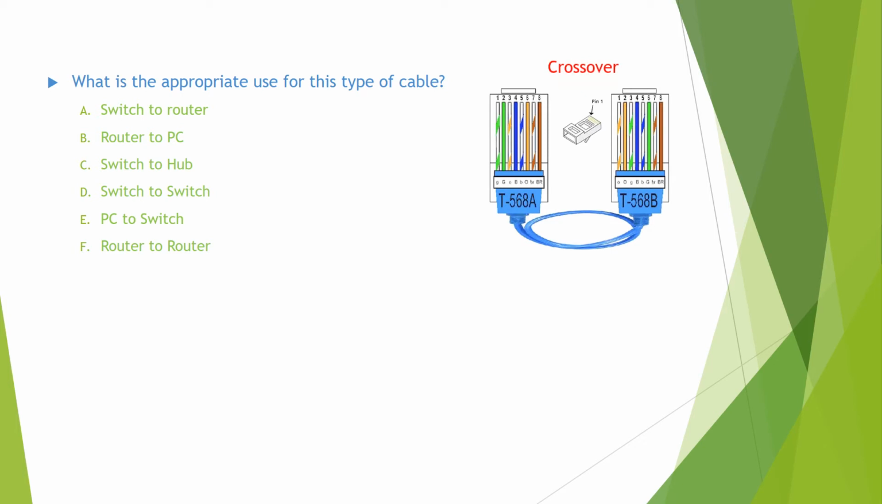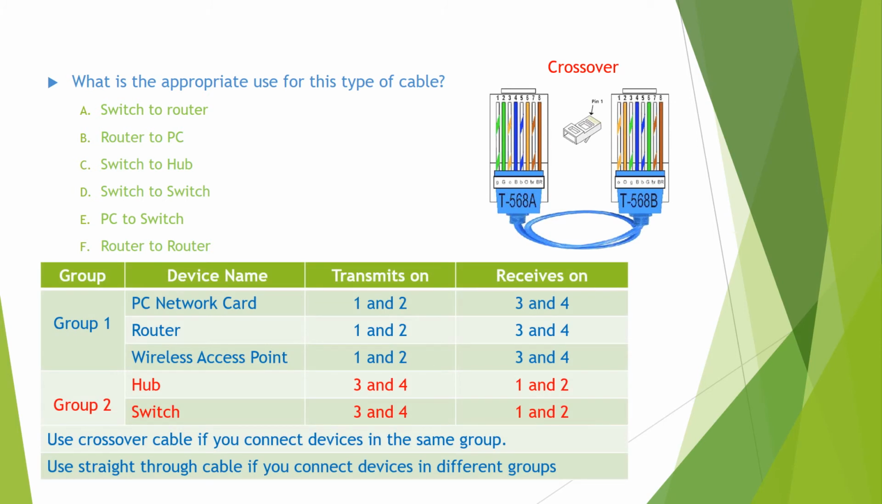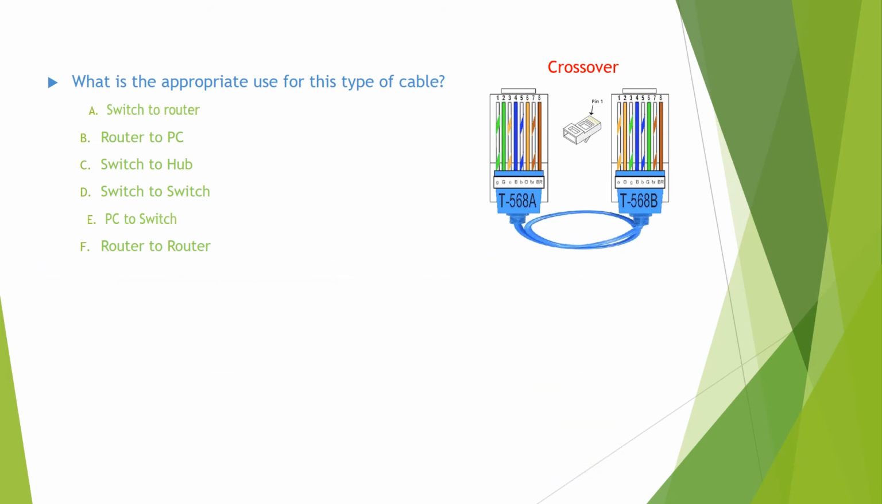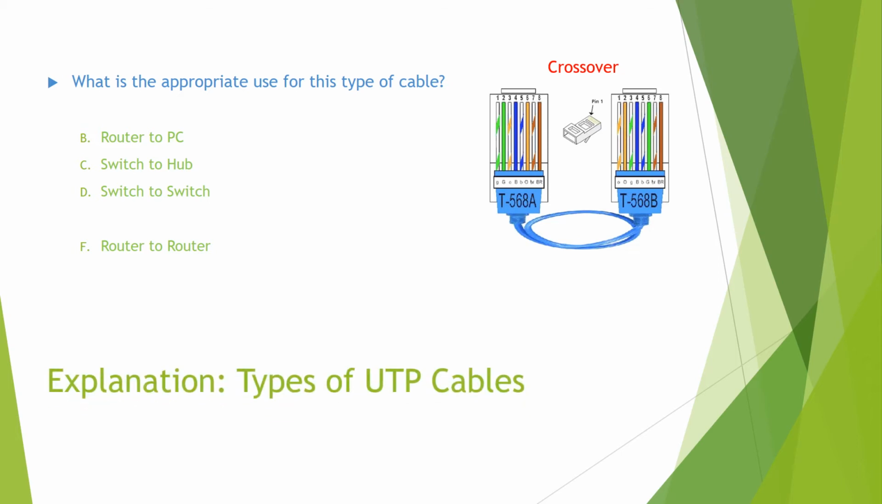Now we need to remember this table. Basically, there are two groups. The first group contains PC network card, router, and wireless access point. The second group contains hub and switch. If you connect devices in the same group, you have to use crossover cable. So the answer for this question is B, C, D, and F. You can find the detailed explanation for this question in the video Types of UTP cables.